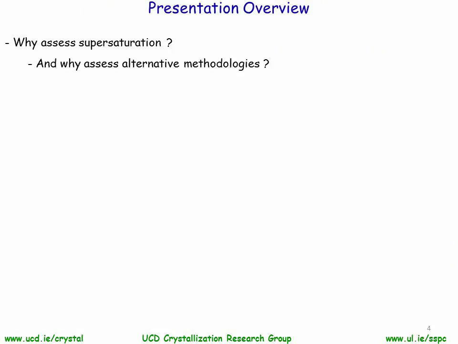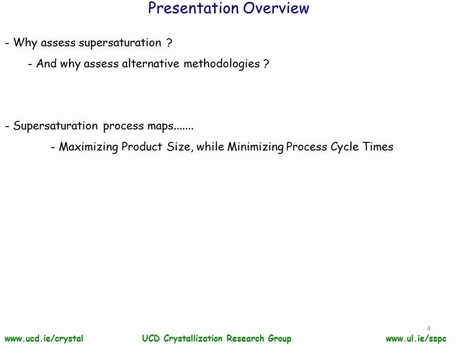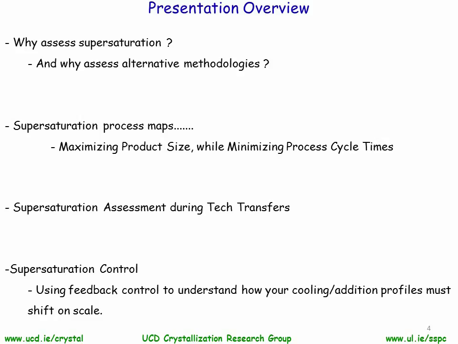Just jumping to our presentation overview, we'll initially look at why supersaturation assessment is important and also identify why we looked at alternative strategies for collecting this information. We'll then go through some experimental results looking at some supersaturation process maps and how we develop crystallizations by minimizing the cycle time while maintaining maximum particle size. We'll also look at some supersaturation assessment during tech transfers, and finally look at supersaturation control, or open loop feedback control, by using mid-IR to control supersaturation to a specific set point.